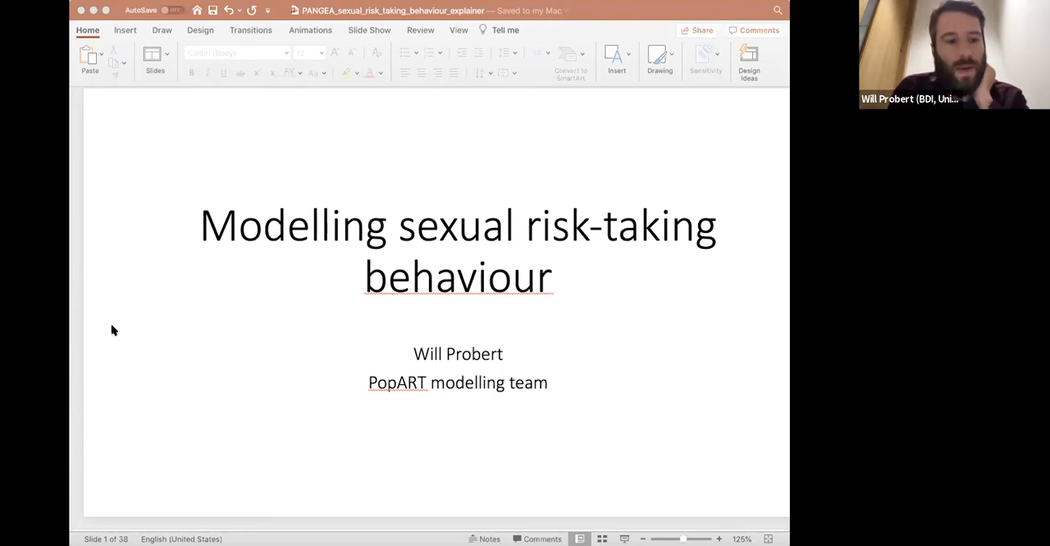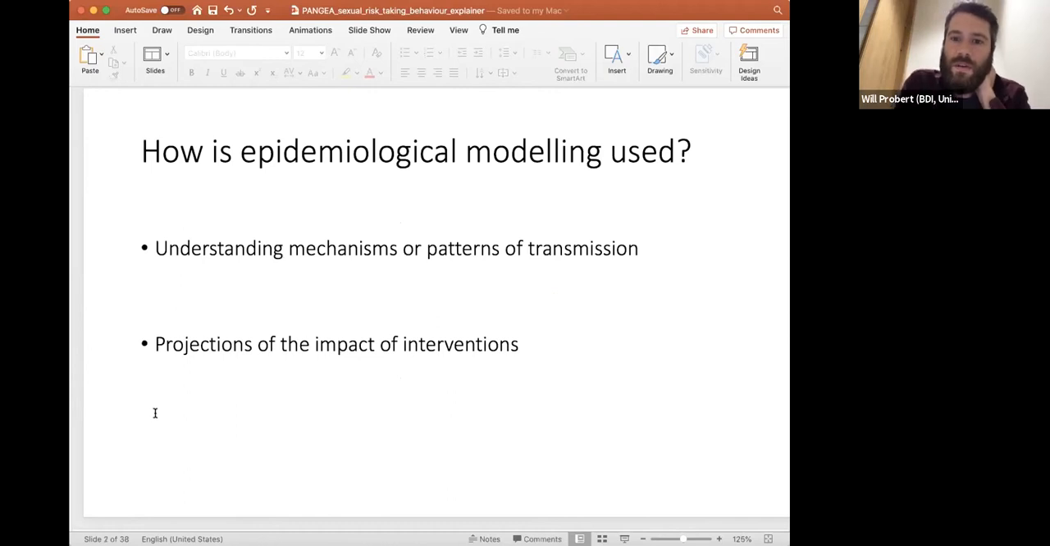And I just wanted to start by describing, more broadly, mathematical modelling and how it's used. Epidemiological modelling is used in two broad ways. It's used to understand mechanisms or patterns of transmission, and it's used to make projections of the impact of interventions. We very often see mathematical modelling used in this way, for instance, in policy documents and so on.